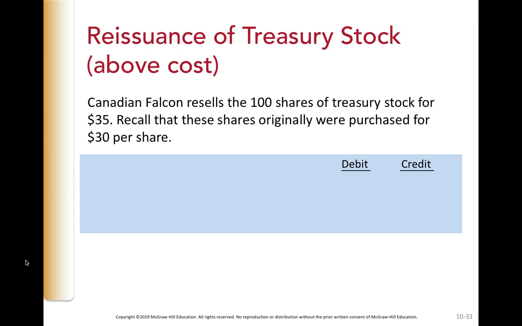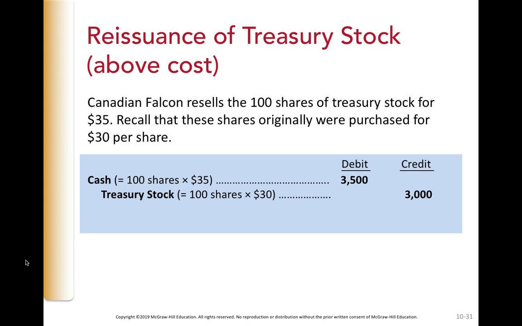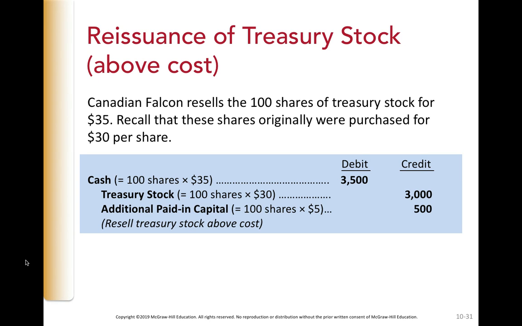Now, let's say that the company reissues some of that treasury stock and they reissue it above cost. So Canadian Falcon resells 100 shares of treasury stock for $35. They originally purchased these for $30 per share. So they're going to debit cash for the amount of cash that they received, so 100 shares at $35 apiece. They're going to credit treasury stock for the value that treasury stock was purchased at, so the 100 shares at $30 apiece. The remainder will go to additional paid-in capital. This is that additional $5 per share. And this is how it looks when they resell treasury stock above cost.